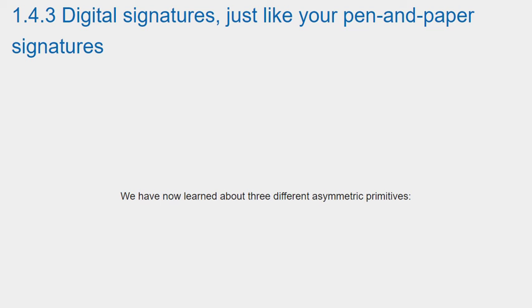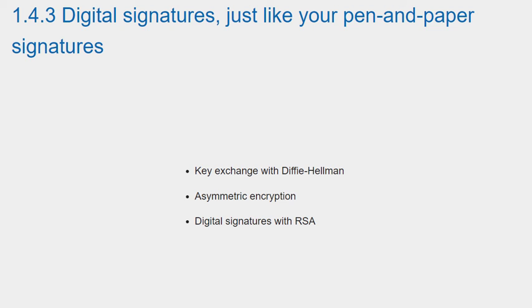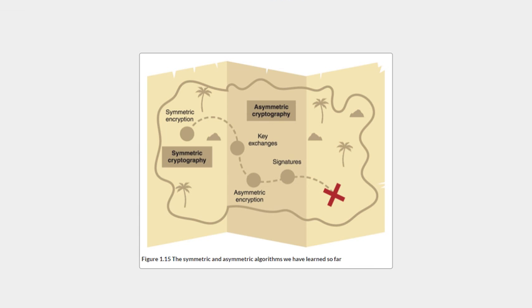We have now learned about three different asymmetric primitives: key exchange with Diffie-Hellman, asymmetric encryption, and digital signatures with RSA. These three cryptographic algorithms are the most known and commonly used primitives in asymmetric cryptography. It might not be totally obvious how they can help solve real-world problems, but rest assured, they are used every day by many applications to secure things around them. It is time to complete our picture with all the cryptographic algorithms we've learned about so far. See Figure 1.15.